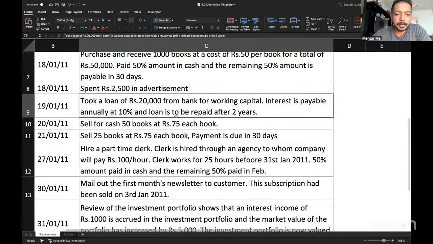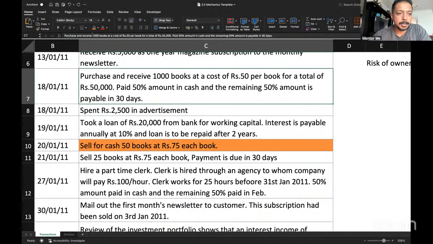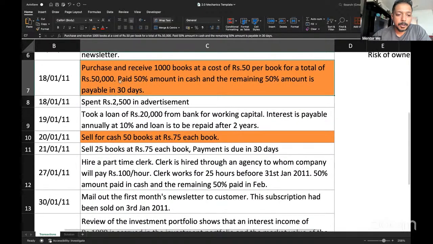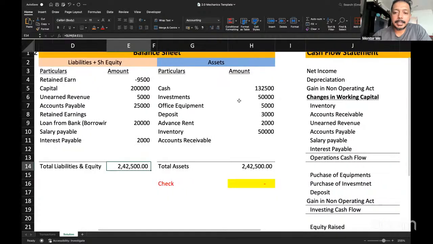Now the loan we have taken care of, and now this book that we bought, 1,000 books at 50. Okay, so I'm just going to color this so that it's easy to understand. Now we are dealing with the books out here, the 1,000 books that we bought. Now sell for cash 50 at 75. Let's deal with the first part. Sell for cash 50 at 75. So let's go and increase the cash.